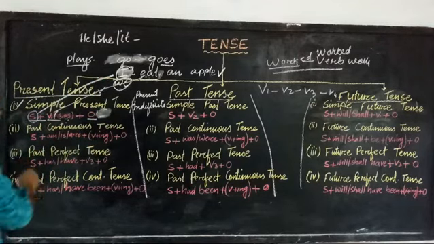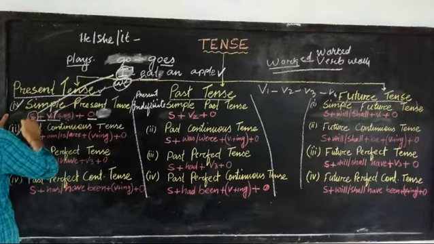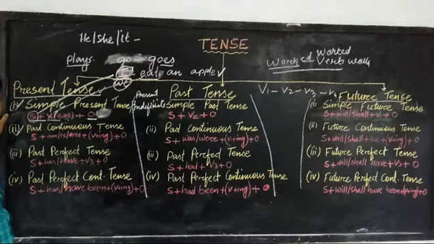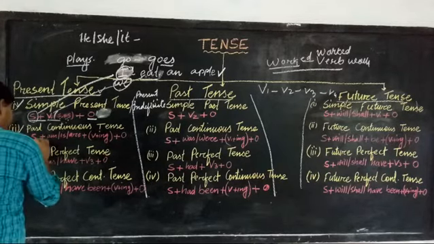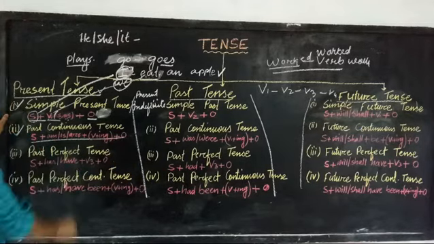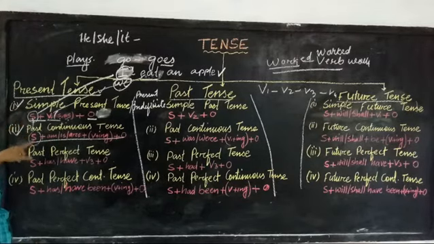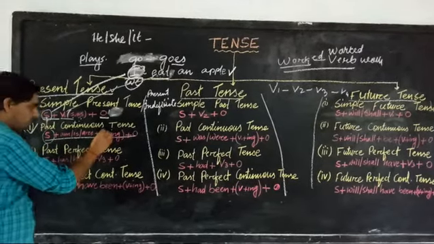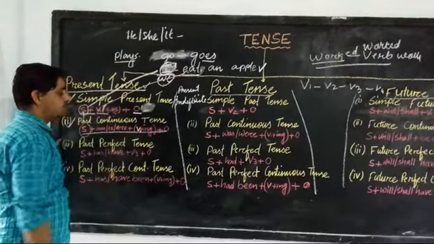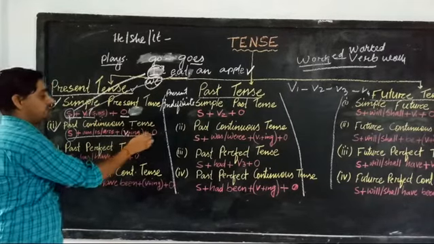So we will move to the next point, that is present continuous tense. What is the structure of the sentence? First subject, just like before in simple present tense. Subject, then the helping verb: you will use am, is, are. Then V1, and you will add ing to V1. Then what?